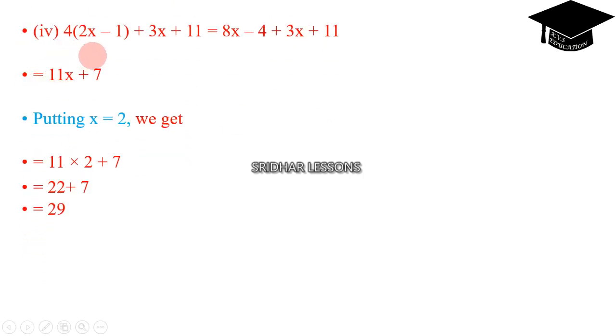Question number 4. 4 into 2x minus 1 plus 3x plus 11. We can write this as 4 into 2x is equal to 8x. 4 into minus 1 is minus 4, plus 3x plus 11. So this is equal to 11x plus 7. Putting the value x is equal to 2, we have got 11 into 2 plus 7, that is 22 plus 7, which is equal to 29. Observe the problem carefully.